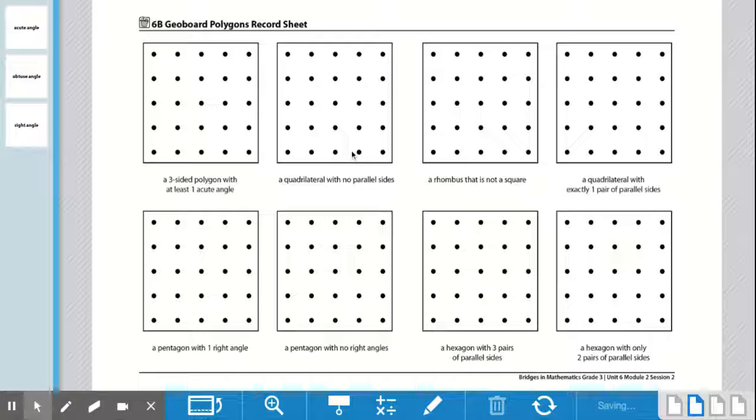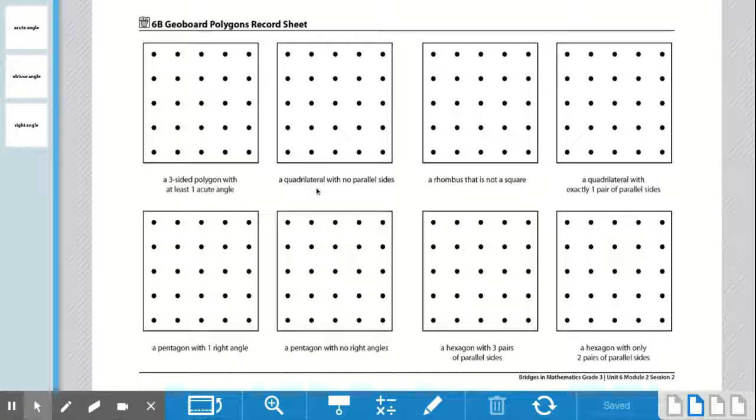And there's a quadrilateral with no parallel sides, a rhombus that is not a square, a quadrilateral with exactly one pair of parallel sides, a pentagon with one right angle, a pentagon with no right angles, a hexagon with 3 pairs of parallel sides, and a hexagon with only 2 pairs of parallel sides.